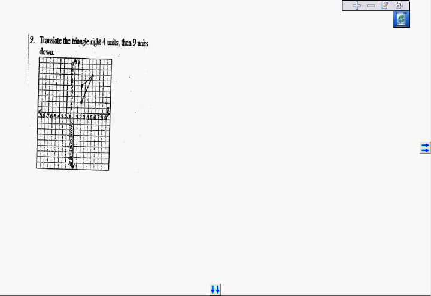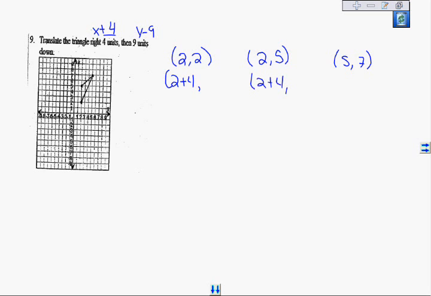Last one. Translate the triangle right, that's x plus 4. Then 9 units down, that's y minus 9. Write your coordinates. 2, 2. Right 2, up 5. Right 5, up 7. Add 4 to all your x's. And subtract 9 from all the y's.